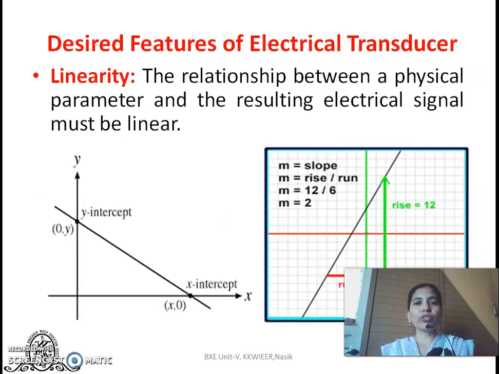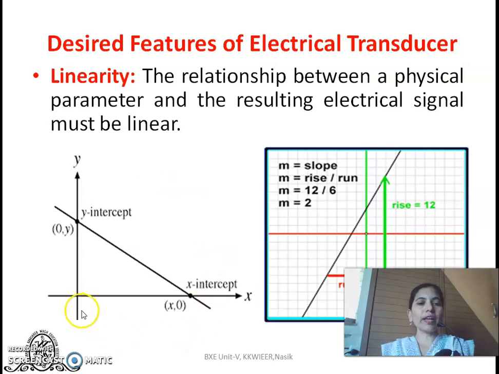So there are certain desired features of electrical transducers. The first amongst them is linearity. Linearity is a relation between the physical parameter which is being measured and the resulting electrical output signal. If this relationship is linear, then it is a preferred transducer. So if Y in this graph represents the output signal in electrical form, and X is the physical parameter to be measured, then for the relation to be linear, it must be of the form y = mx + c, where m is the slope of the line and c is the intercept.